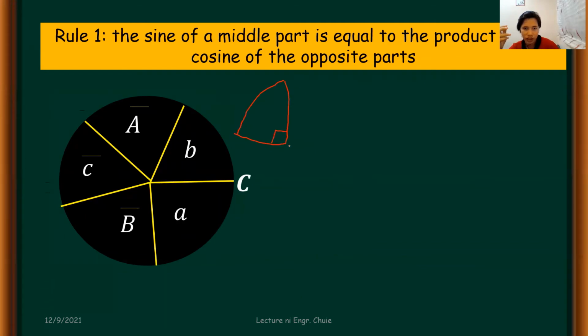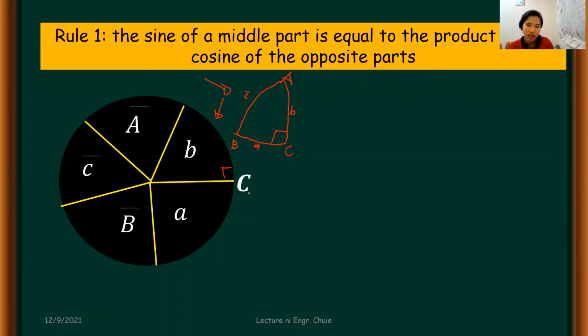So if this is small letter c, this is A, and this is B. So this is small letter a and small letter b. Napier's rule makes it easier to solve the unknown parts of a spherical triangle if we plot it into a pie. So if we transform this spherical triangle into a pie, these will be its features. The C, this is the 90 degrees.